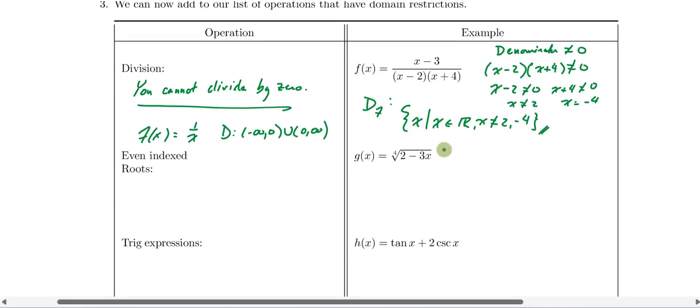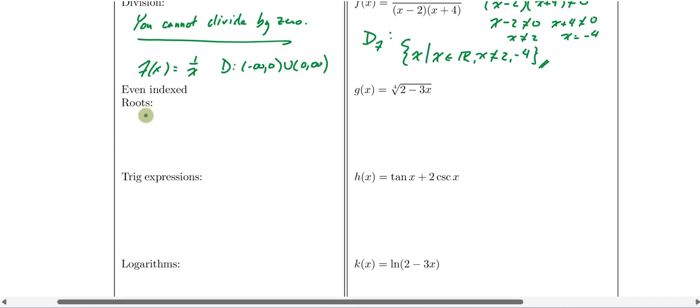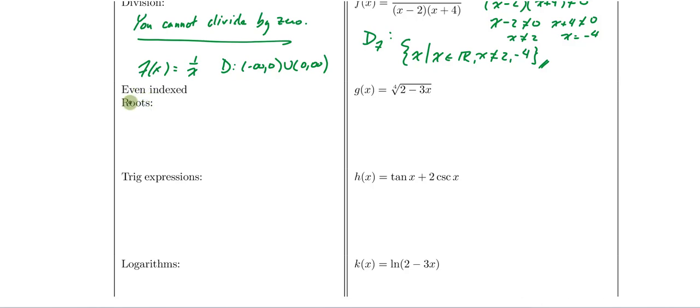Okay, so then what about other problematic operations? The next problematic operation is taking even indexed roots, e.g., I'm talking about something like square roots here. Square roots or fourth roots or sixth roots. Remember that here is the radical symbol. We call this the index of the radical. And I'm saying that when the index of the radical is even, we run into a domain issue. Okay? So you cannot take the even root of a negative number.